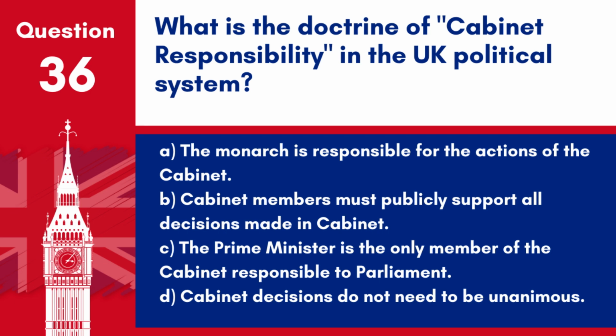Question 36. What is the doctrine of cabinet responsibility in the UK political system? A. The monarch is responsible for the actions of the cabinet. B. Cabinet members must publicly support all decisions made in cabinet. C. The Prime Minister is the only member of the cabinet responsible to Parliament. D. Cabinet decisions do not need to be unanimous.